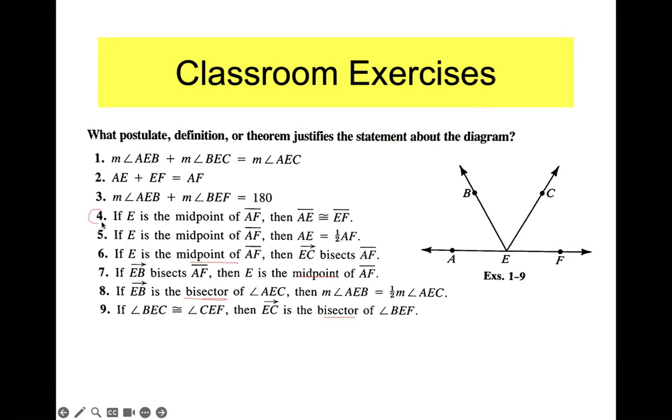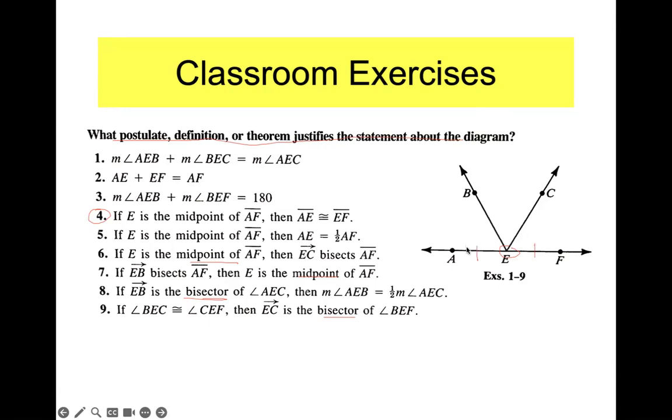Let's see, I'll pick number 4 to do real quick. So it says E is the midpoint. So that means E right here is the midpoint of AF. So the entire thing AF. Then it says that AE is congruent to EF, and it says what postulate, definition or theorem justifies the statement. So 2.1 says that if you are the midpoint E of a segment, then you make two equal parts, which means this part, tick mark, is equal to this part right here, right?